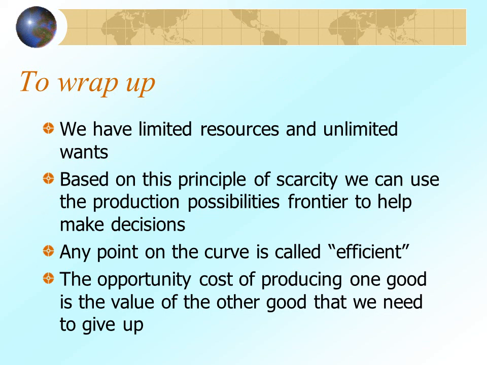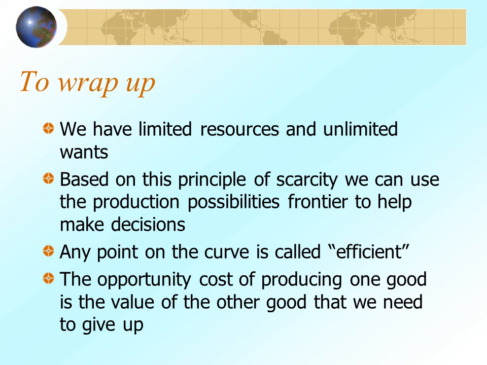So to wrap up, there's a lot of information, a little amount of time. But just to wrap up, we have limited resources and unlimited wants. This is the principle of scarcity. Based on this principle of scarcity, we can use the production possibilities frontier to help make decisions. Any point on the curve is called efficient. Any combination of those goods is called efficient. Any point below the curve is called inefficient.